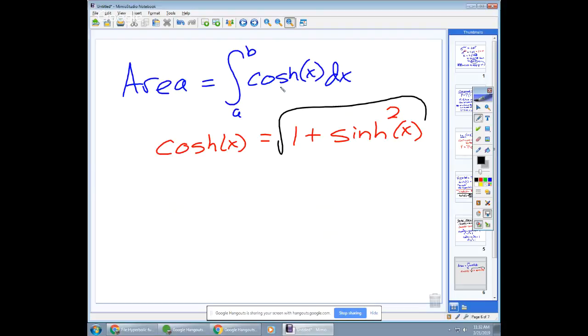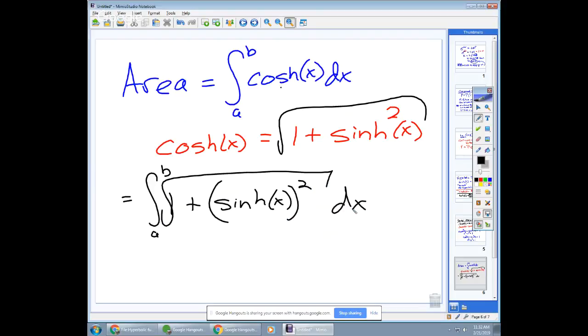That looks worse, but wait, this is so cool. So now I have the integral from a to b of 1 plus the sinh squared, written a little differently, inside of the square root. So that's what that identity gives me.